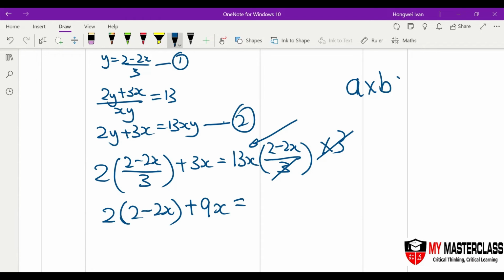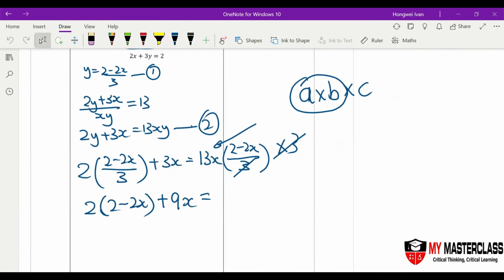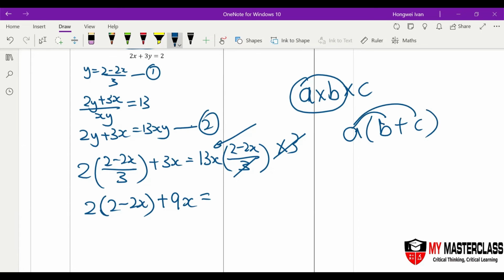A times B times C, you only do A times B once, then you times C. You don't do A times B and then A times C. This is called associative. I think in RGS Sec 1 you learn this. Nanyang also, you all learn this. A bracket B plus C or B minus C is called distributive. So be careful. The 3 doesn't times to both components, only to one component only. 13x bracket 2 minus 2x.